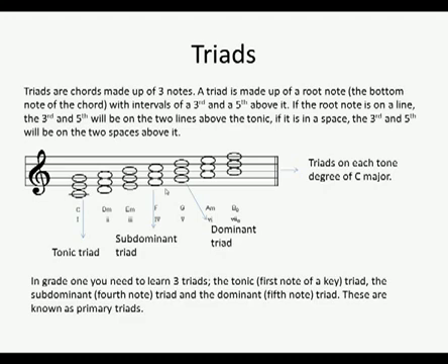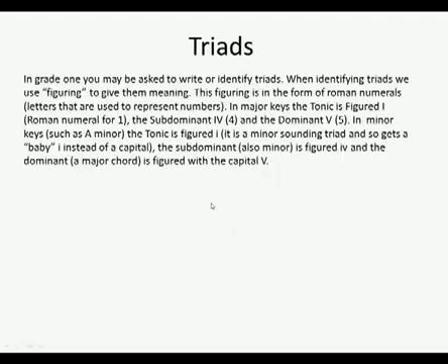In grade 1, you need to learn 3 triads. The tonic triad. Remember, tonic would be the first note of the scale. The subdominant triad. Remember, subdominant would be the 4th note of the scale. And the dominant triad, which would be the 5th note of the scale. So these 3, tonic, subdominant, and dominant triads, are known as primary triads.